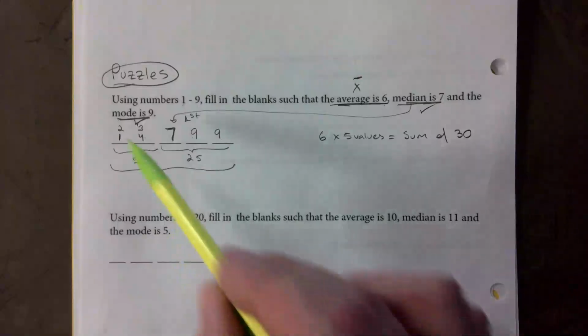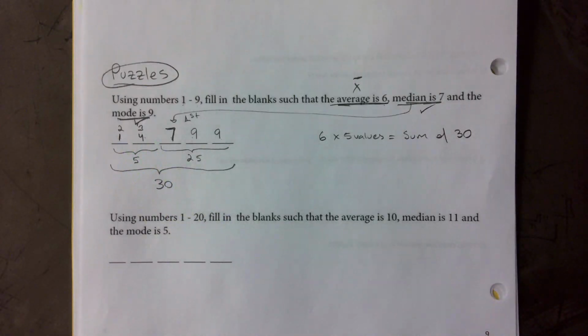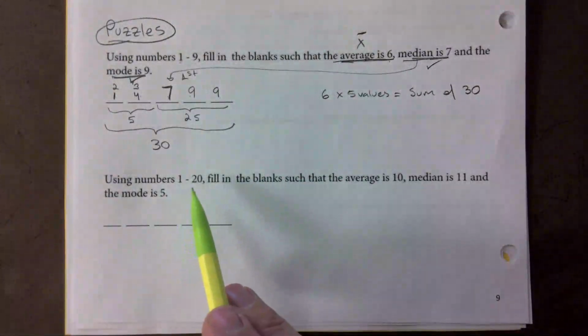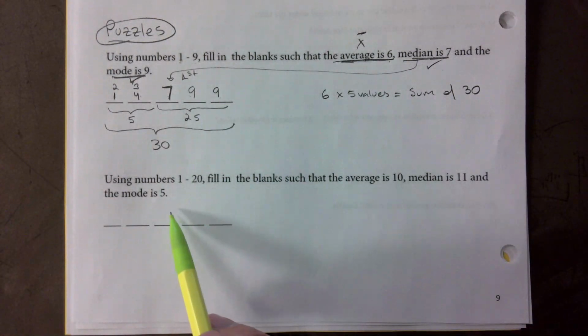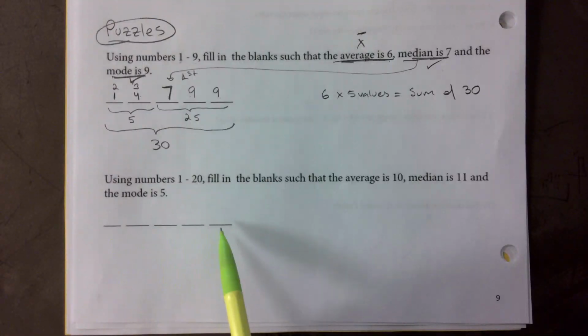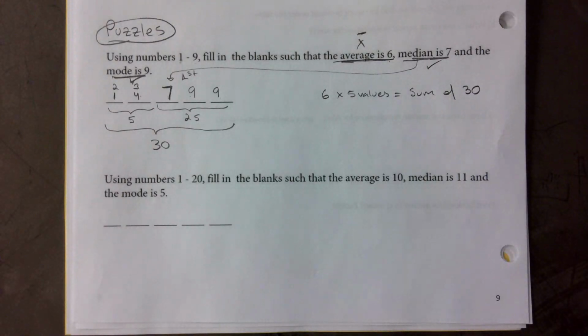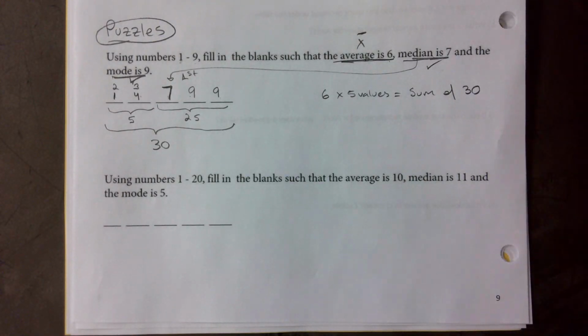So there's a little bit of an open-ended component to this. Why don't you practice this right away on the bottom here? Now you have 1 to 20 to play with. You've got your information as stated. Try to fill this in by yourself. Could you do it? It's a puzzle. Remember that.